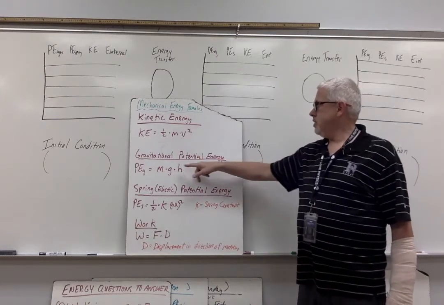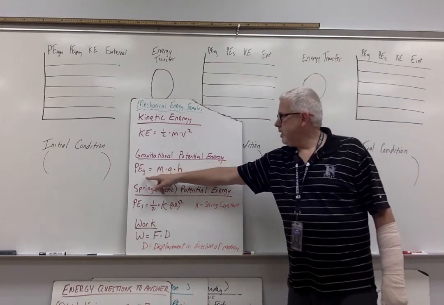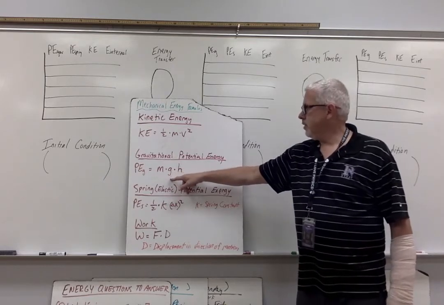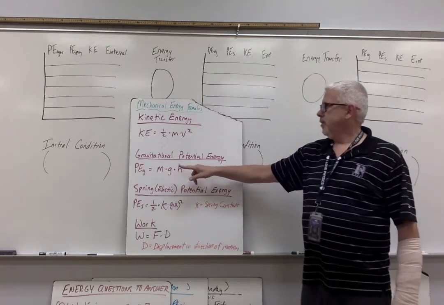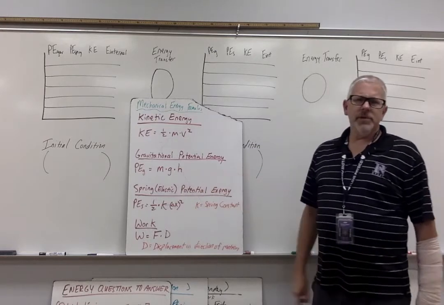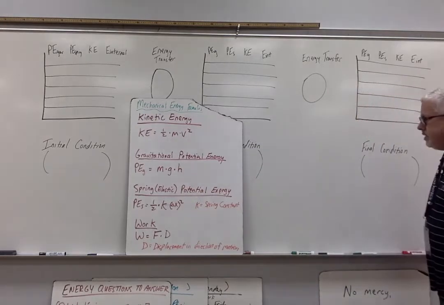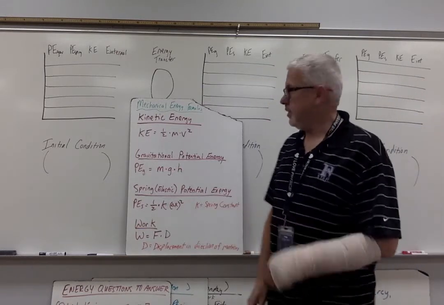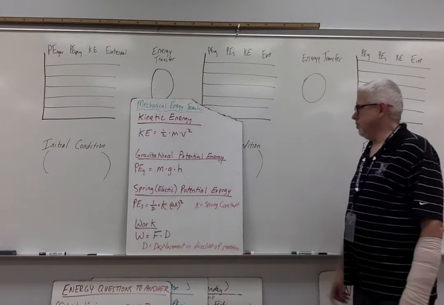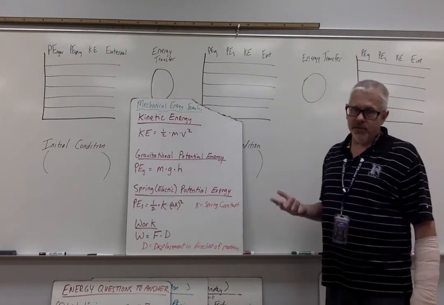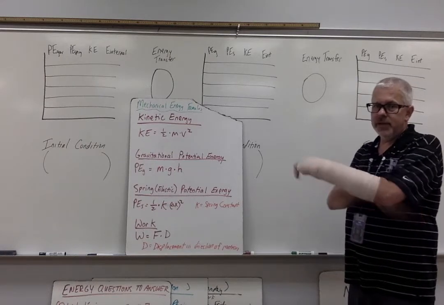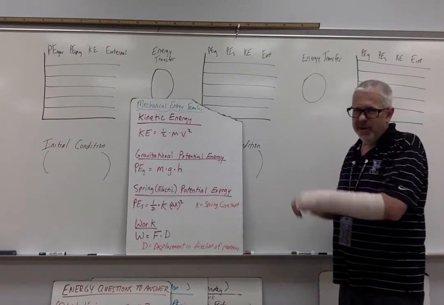Gravitational potential energy, PE grav: mass times g, which is 10 newtons per kilogram, or 9.8 if you'd like, times h. Now this h is somewhat deceptive, because it's measured from a reference height, and you choose that arbitrarily. If you recall, that was stated in the Physics Classroom. We like to choose a spot that's easy for us, although as long as we're consistent throughout a problem, it doesn't particularly matter.